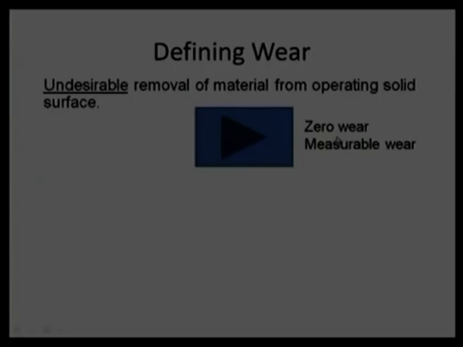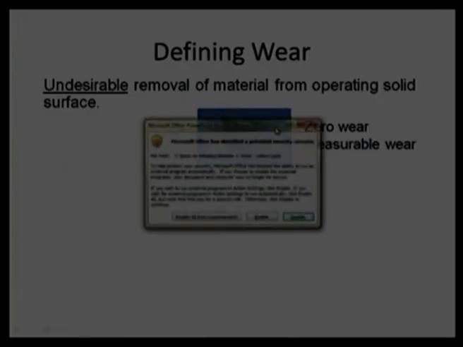Zero wear means there is wear, but that is not going to cost us much. In fact, it may increase the performance, it is for betterment. So, that is not undesirable. However, measurable wear is where the undesirable removal of material occurs. Just to highlight that, let us see one small animation.